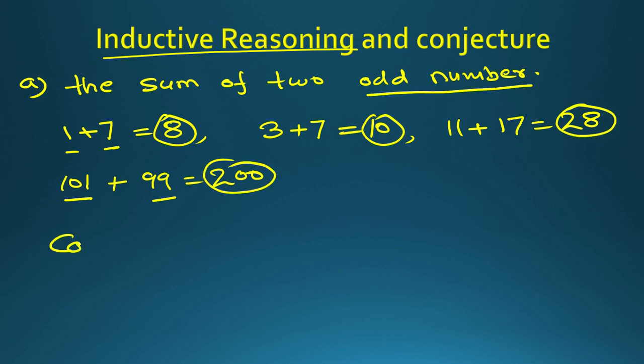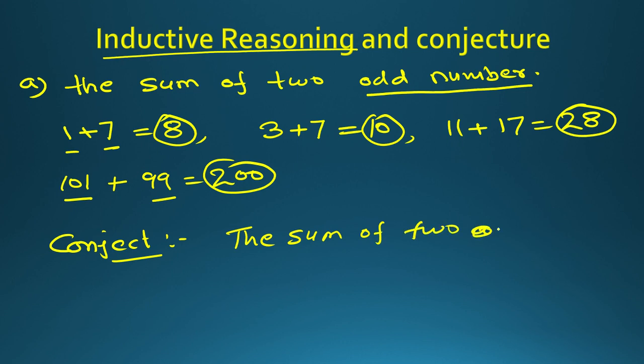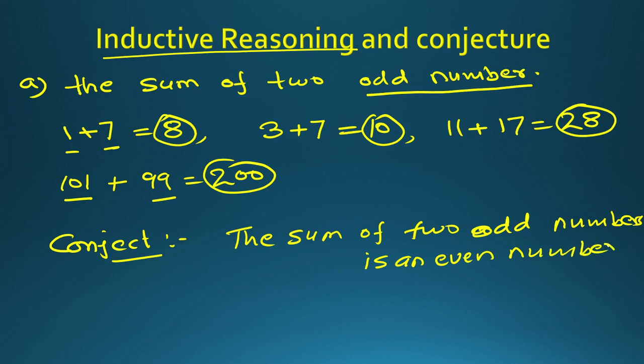Okay. So what will be the conjecture? The conjecture in this case will be: the sum of two odd numbers is an even number. Okay. So the conjecture is, after having so many examples, we got some pattern, we got some rule. So we can say that the sum of two odd numbers is always an even number. So this will be the conjecture.